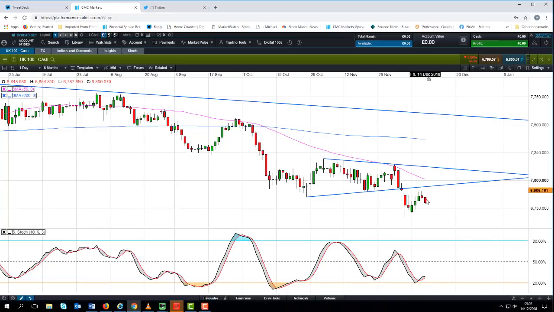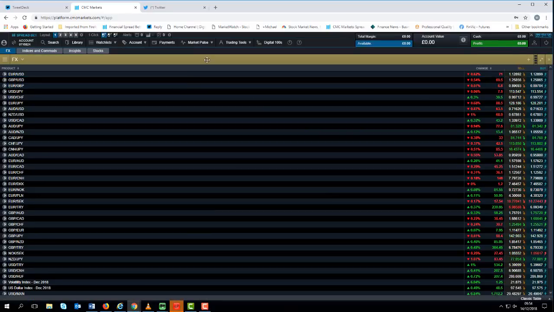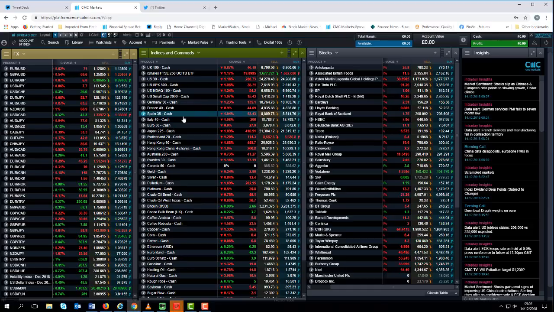The only thing that would negate that is if the price action here moves back into the triangle breakout that we saw occur at the end of November. So those are the key levels on the DAX and the FTSE 100.